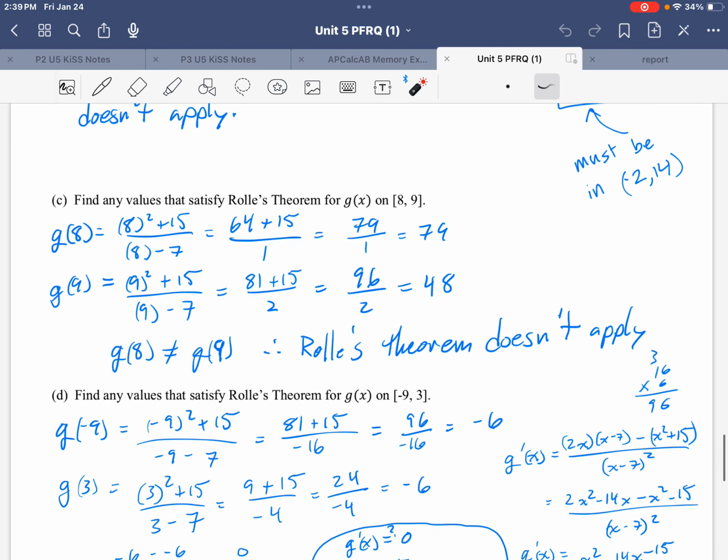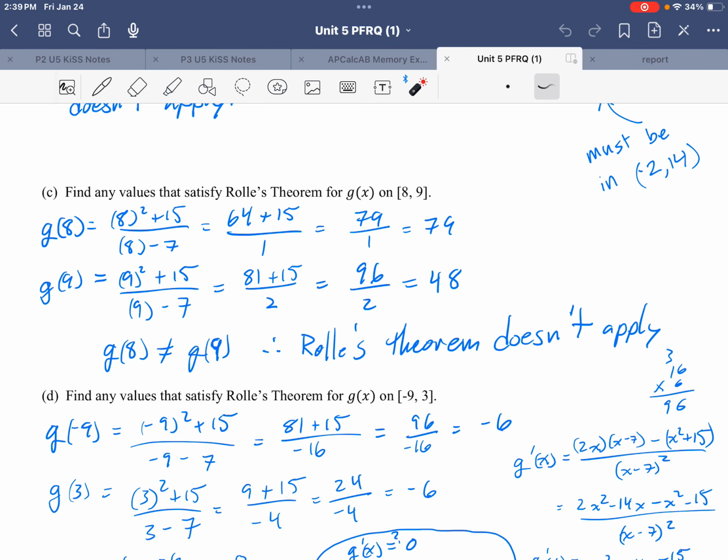All right, next one, it says, find any values that satisfy the Rolle's theorem. What the heck is that? Well, guys, that is MVT, but it's special. What that means is, for the Rolle's theorem, we get, let's see, what do we do? If the Rolle's theorem works, G prime would equal 0.